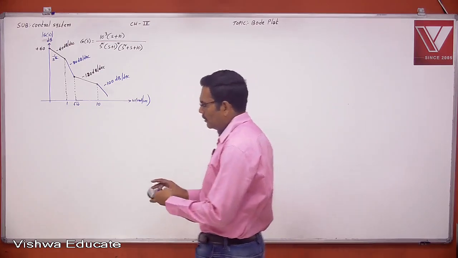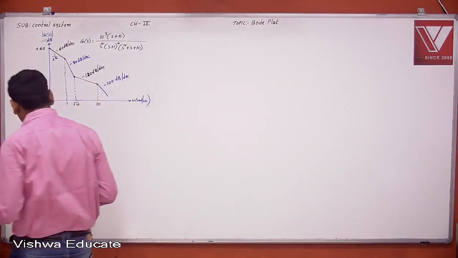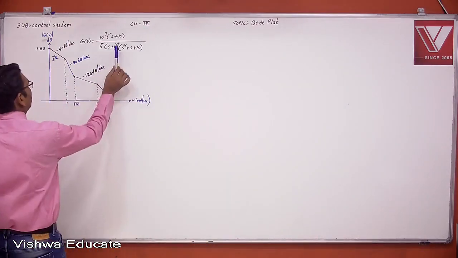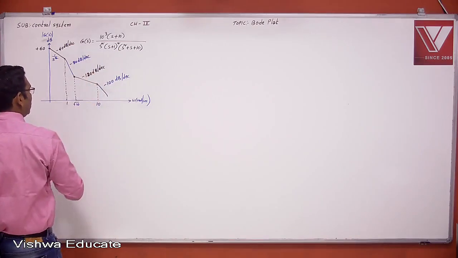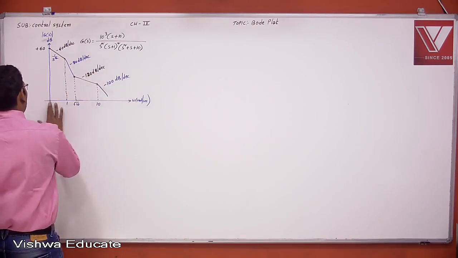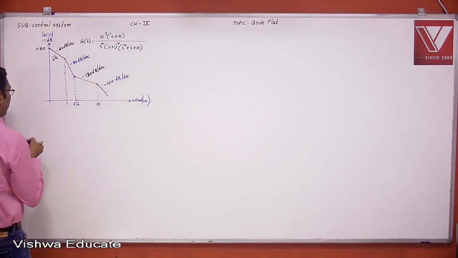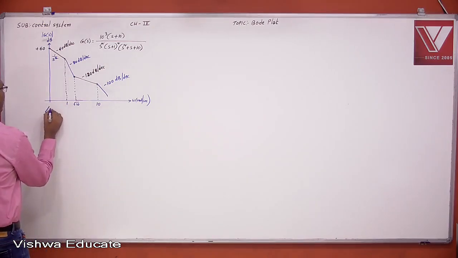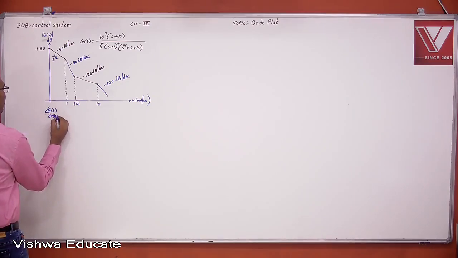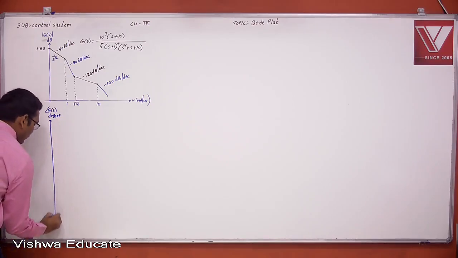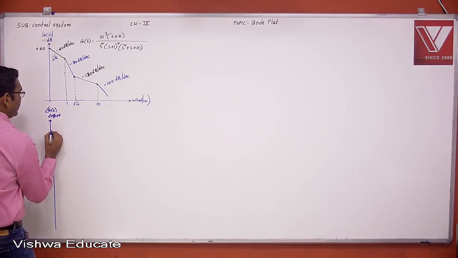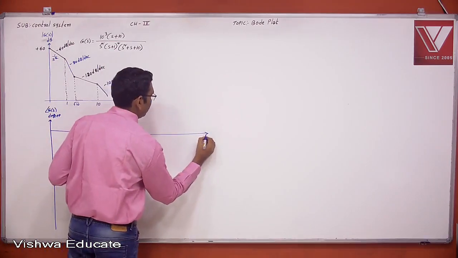Now for the same question, I want to finish one more problem. This is the Bode magnitude plot. Am I right? Now I want to try to draw the Bode phase plot also. What is the Bode phase plot? It is the phase angle of an open loop transfer function in terms of degrees versus frequency.